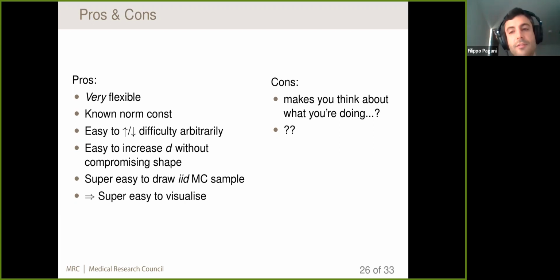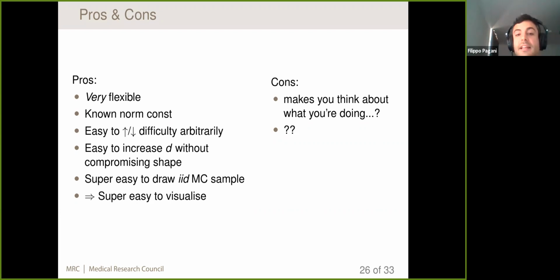And if you think about it, the pros of this hybrid Rosenbrock benchmark model is that it's very, very flexible. You can pretty much get any shape you want. The normalization constant is known, which makes it very, very easy to test how well you're doing. It can be made arbitrarily easier or more difficult, no problem, just by tweaking the parameters. We know exactly what they do.